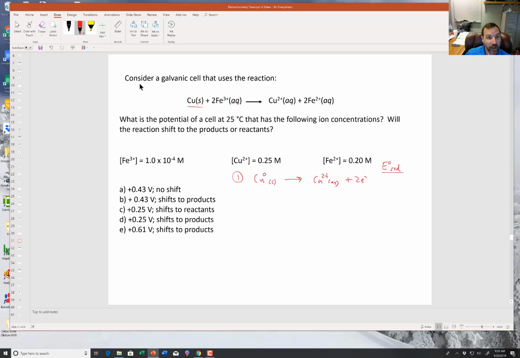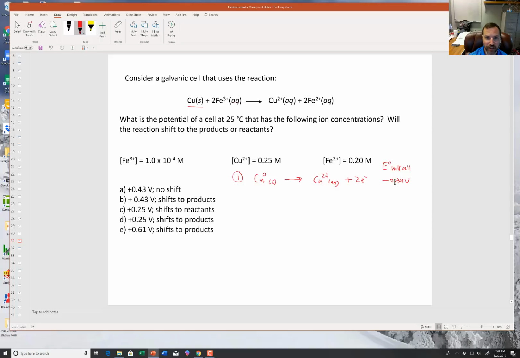Well, actually, I'm not going to call that reduction. I'm just going to call it E naught, E cell, E half cell, because now we have the oxidation. So the reduction in our table is positive 0.34 volts. So this oxidation would be negative 0.34 volts if you look at your cell potential table.